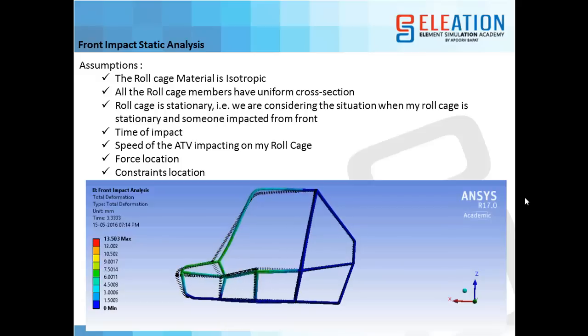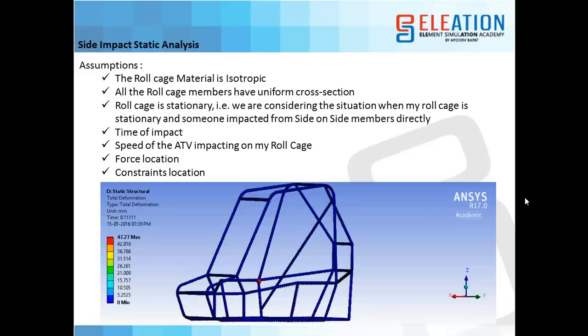The roll cage is stationary, that is, we are considering the situation when my roll cage is stationary and someone impacted on me. The time of impact is also an assumption. The speed of the ATV impacting on my roll cage is also an assumption. The force location where the impact will happen and the constraint location, that is the suspension mounting points, are all considered as assumptions. And you can see the animation of the deformation because of the front impact analysis.